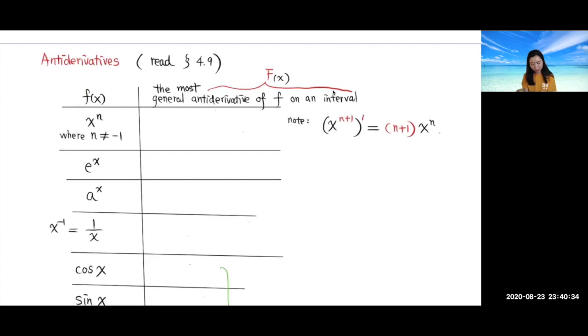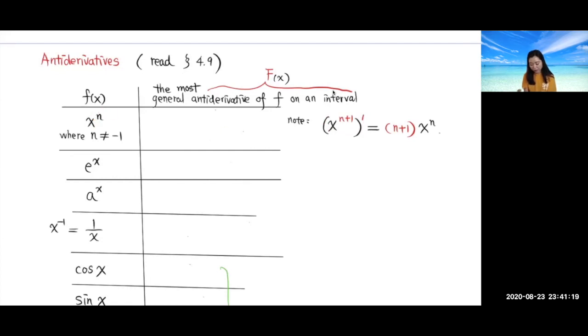First, we're going to start with a power function, for n not equal to -1, so excluding 1 over x. What's the most general antiderivative of this function on an interval? Well, remember when you differentiate, the power decreases by 1. So when we take the antiderivative, the exponent is going to go up by 1. So reverse it: we'll have x to the n plus 1 power, going from x to the n to x to the n plus 1.